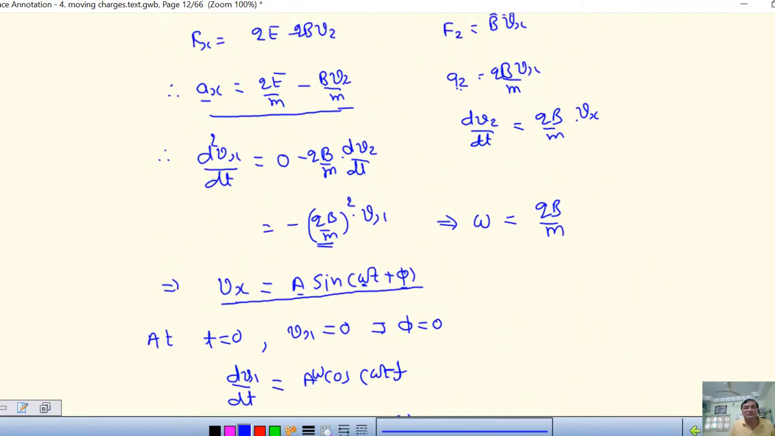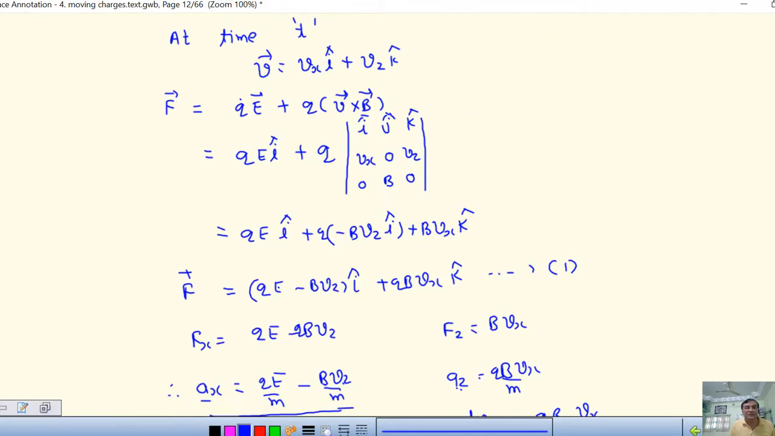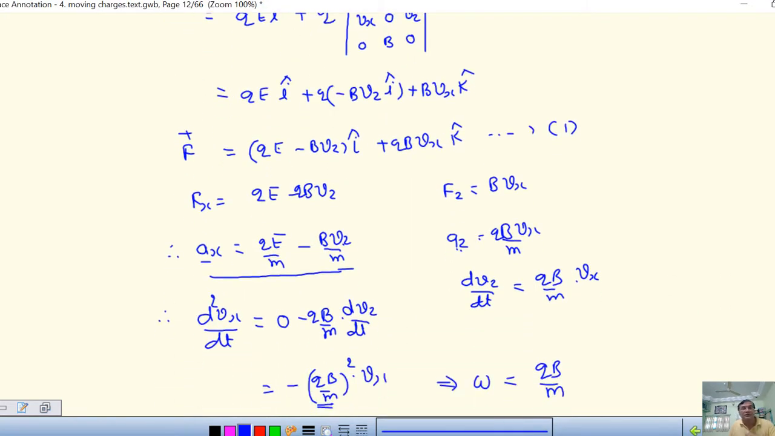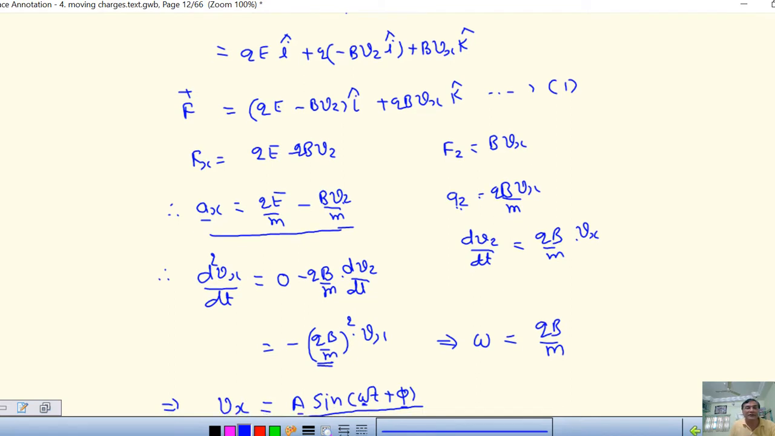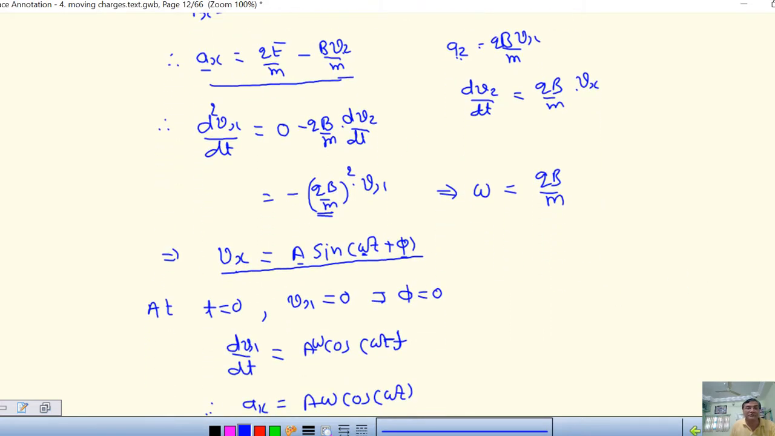Again through Julia, this is the force. The force has two components, the x component and the z component. We have taken the x component and z component separately. This is nothing but dx by dt, and in the differentiation we want to introduce vx in place of vz. So we made a second order differential equation, and we got vx.